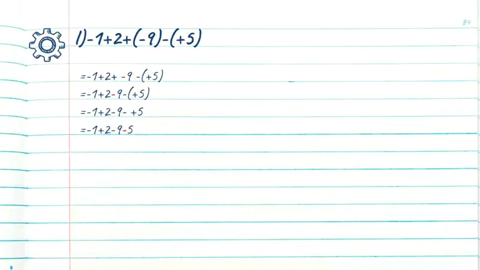So let's look at this. We have minus 1 plus 2. That gives us a total of 1, and we drop the rest of the equation. So now we have 1 minus 9. That's negative 8, and we're bringing down the rest of the equation. Minus 8 minus 5 is equal to minus 13. So our final answer is negative 13.